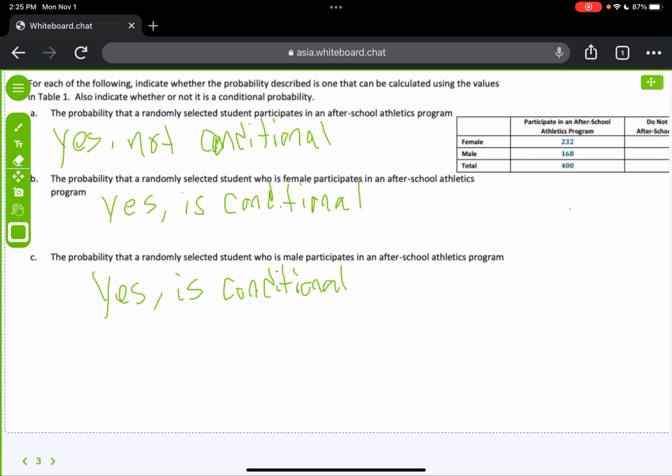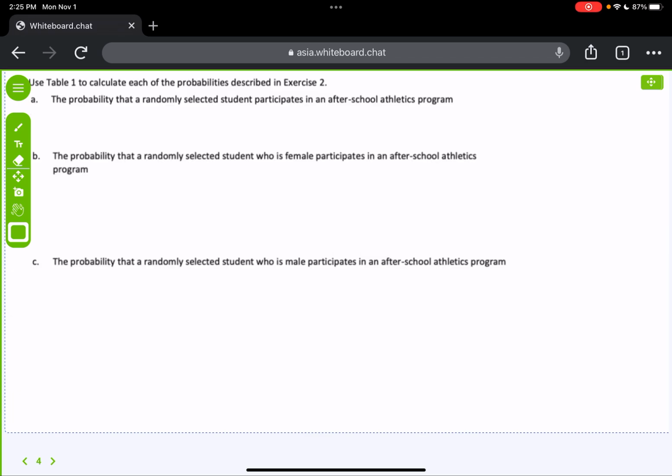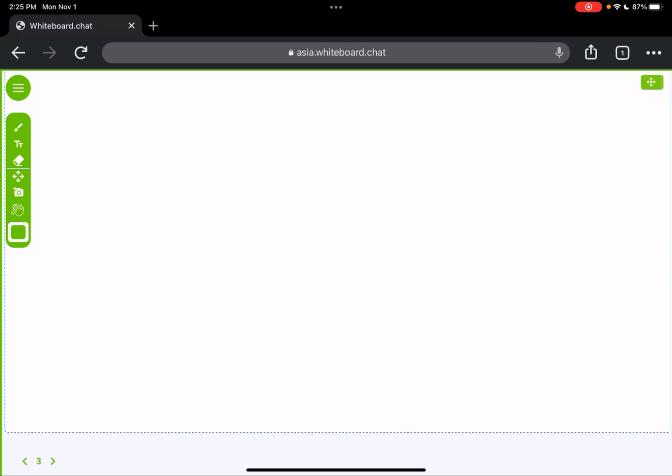Okay? Let's go to page 4. Use table 1 to calculate the probability described in exercise 2. Well, I thought I put that on here, but maybe I did not. So, we'll just flip back and forth. It says the probability that a randomly selected student participates in an after-school athletic program. So, randomly selected student means any student.